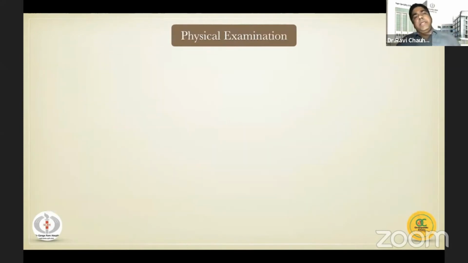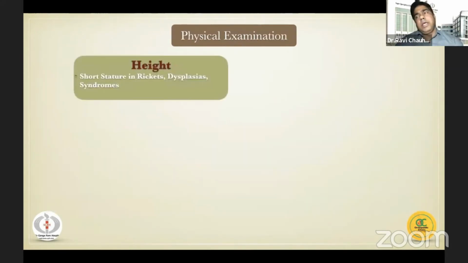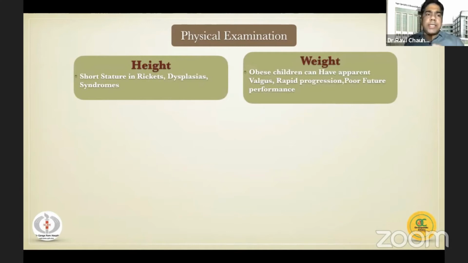Then after history comes physical examination. Physical examination should start with the examination of the height and the weight. These two things are important because of short stature in rickets and dysplasia syndromes, and weight: overweight children can have an apparent valgus, rapid progression, and poor future performance. That's why weight and height, and even the BMI, are important.